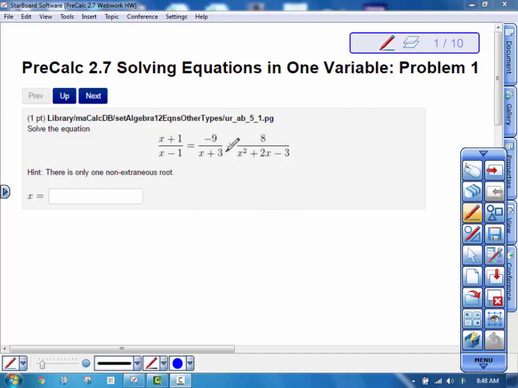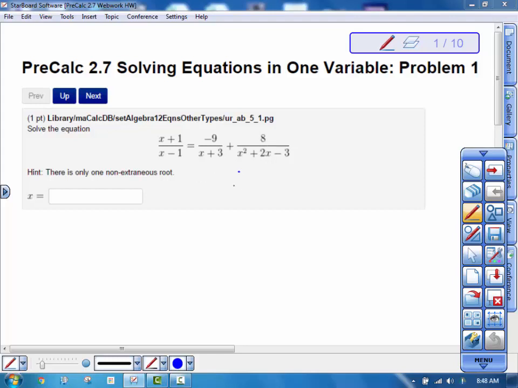Okay, we're going to solve equations today in one variable, a lot of rational equations, but some problems with application and some other types of solving equations. So we first need to get things factored when we have equations with fractions, because we want to clear fractions, but we need to find the least common denominator first.